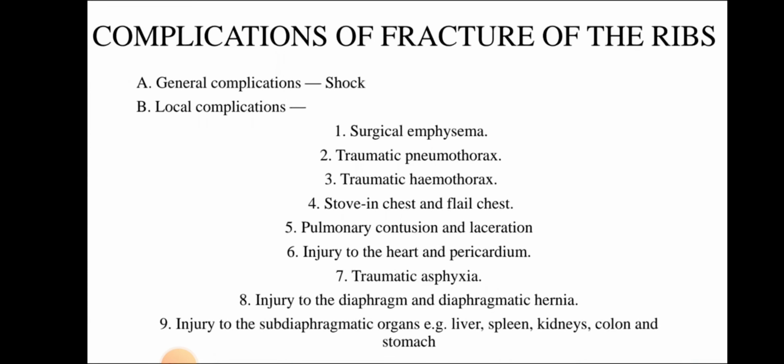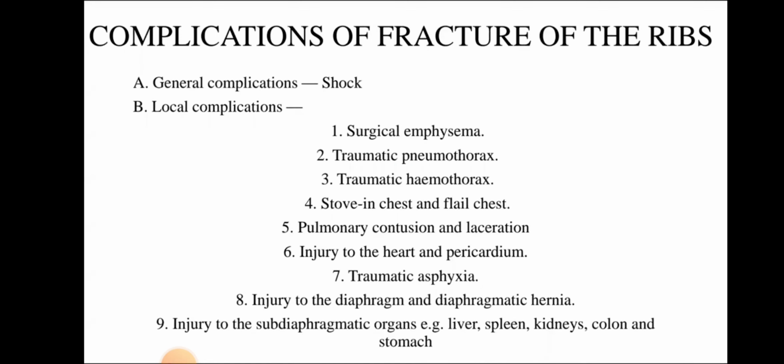And the complications of fracture of the ribs include general complications as well as local complications. General complications include shock, and the local complications include surgical emphysema, traumatic pneumothorax, hemothorax, stove in chest and flail chest, pulmonary contusion and laceration, injury to the heart and pericardium, traumatic asphyxia, injury to the diaphragm and diaphragmatic hernia, injury to the subdiaphragmatic organs like liver, spleen, kidneys, colon, and stomach.